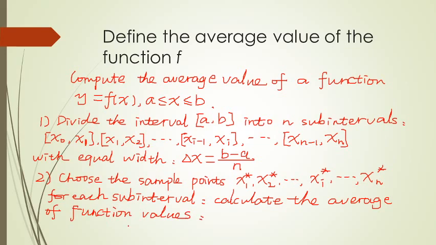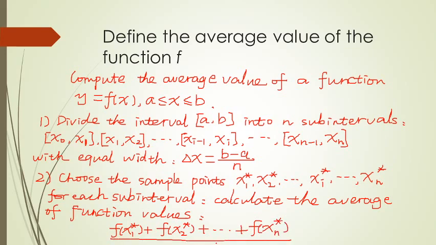So the function values will be f(x1*) plus f(x2*) plus f(xn*). How many function values do we have? How many subintervals do we have? N, right? Totally we have n. So in this way, in each subinterval, we choose one function value, right?